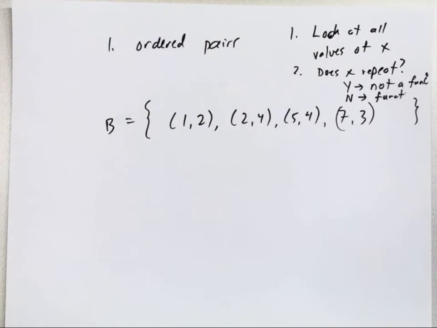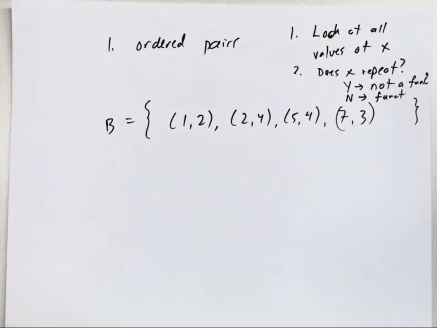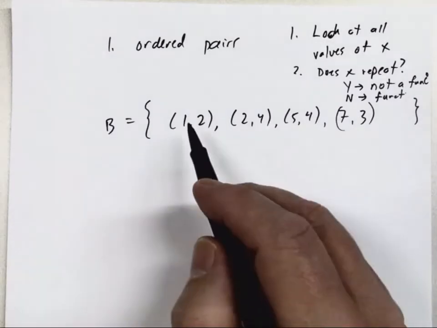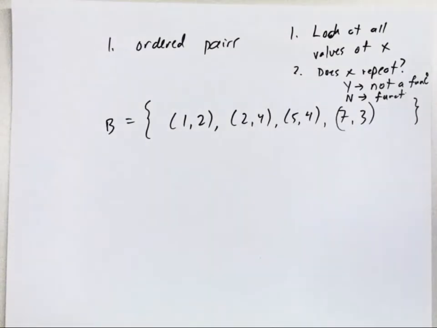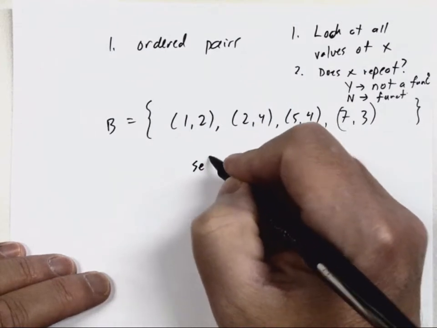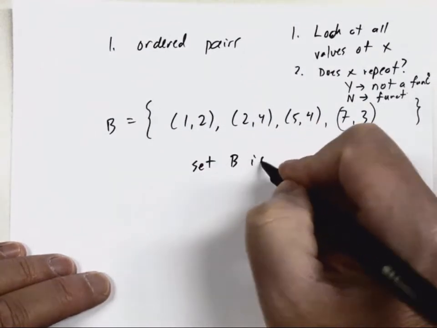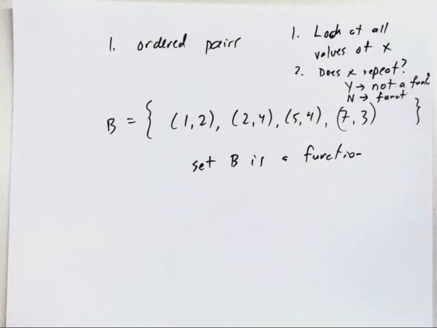It's a very simple test. You look at all your x's, and if they do not repeat, you have a function. If they happen to repeat, it's not a function. So let's say, is set B a function? Is this relationship a function? X is 1, 2, 5, and 7. Because the x does not repeat, we would say set B is a function.